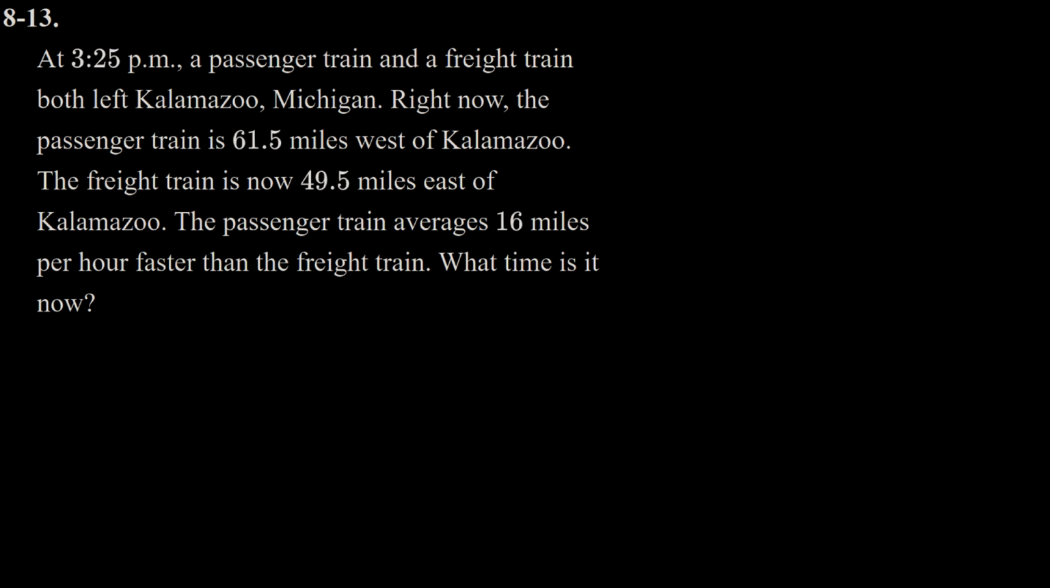At 3:25 p.m., a passenger train and a freight train both left Kalamazoo, Michigan. Oh, a passenger train and a freight train both left the same place. Right now, the passenger train is 61.5 miles west of Kalamazoo, and the freight train is now 49.5 miles east of Kalamazoo. The passenger train averages 16 miles per hour faster than the freight train. What time is it now?